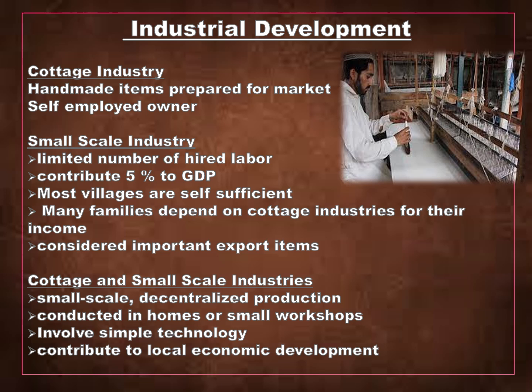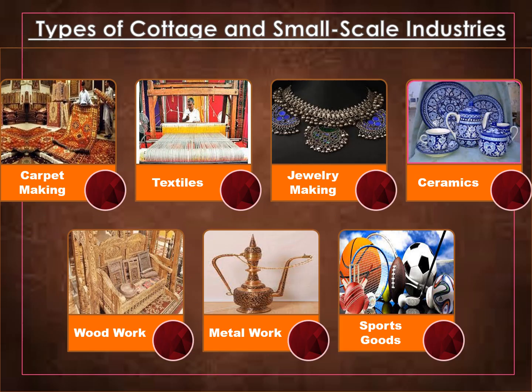Cottage and small scale industries are a form of small scale industries, with decentralized manufacturing or production often conducted in homes and small workshops. So if we talk about the types of cottage industries or small scale industries, there is carpet making: hand woven and hand knotted carpets made of wool, silk or a mixture of both, and different regions produce different kinds of carpets. Then we have textiles, production of textiles like susi, khadar, khas, chunri and ajrak, known for their vibrant colors.